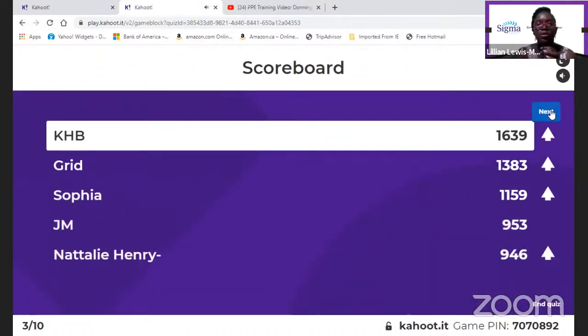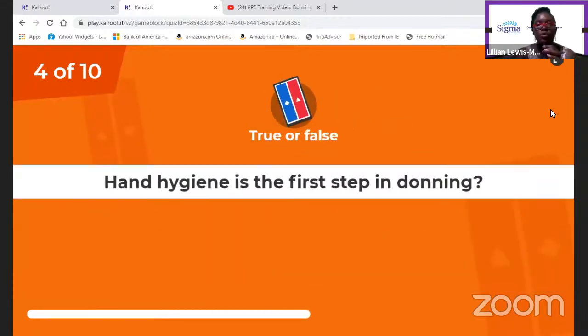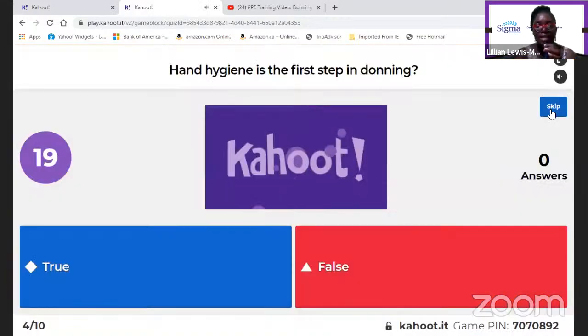So on the scoreboard, KHB has taken the lead. Next question, true or false? Hand hygiene is the first step in donning. True or false? Hand hygiene is the first step in donning.